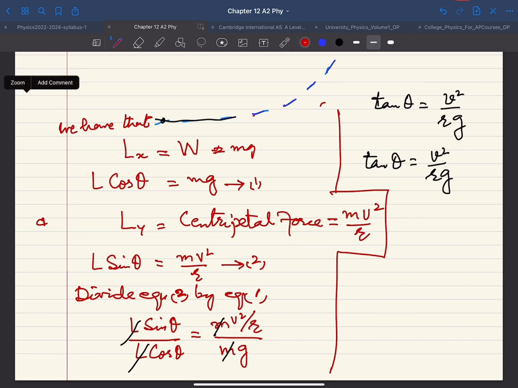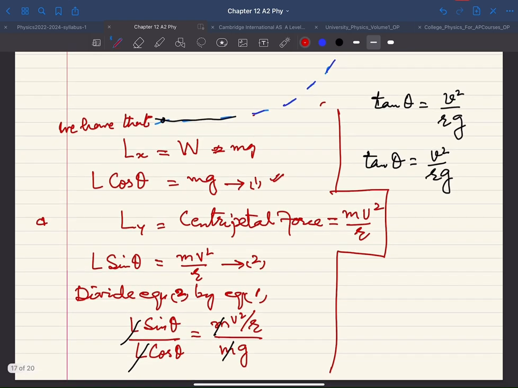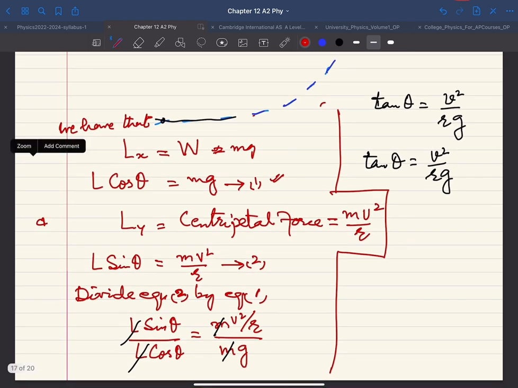So we can consider this as equation one. But when we consider the Ly component, this is the centripetal force, and you know that centripetal force is nothing but mv square over r. So Ly is L sine theta, and of course this is equal to mv square over r. So this is your equation 2.